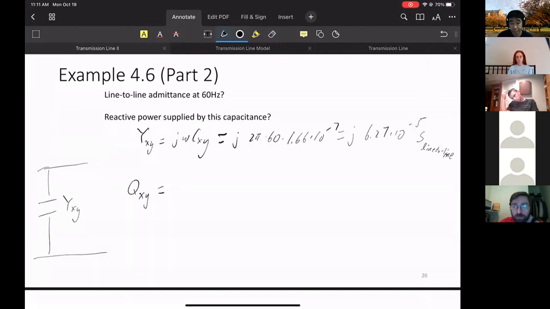And how do you compute the amount of reactive power that's consumed by this capacitor? Remember, how does reactive power depend on the admittance? Voltage squared times admittance. Remember, Q is V squared over X, but Y is 1 over X, admittance is 1 over X. So this is Y times V squared. That's Q. So this is Y_XY times V_XY squared.